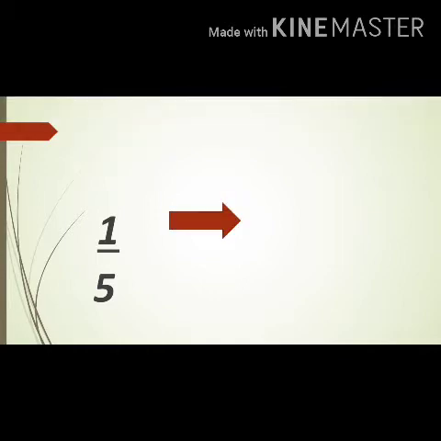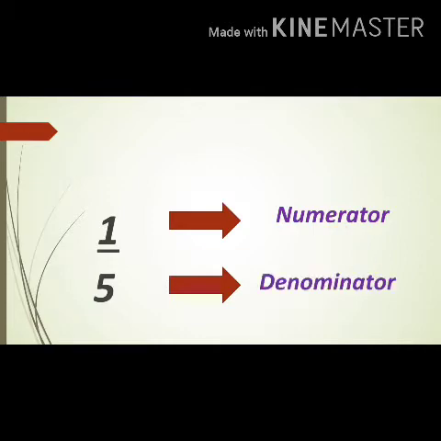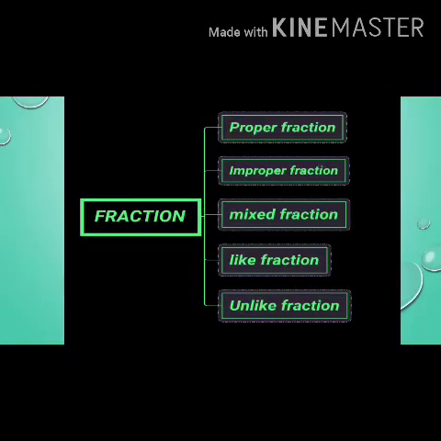The numerator defines the number of equal parts taken. The denominator defines the total number of equal parts in a whole. Here 1 is a numerator and 5 is a denominator. Let's see about the types of fraction: proper fraction, improper fraction, mixed fraction, like fraction and unlike fraction.